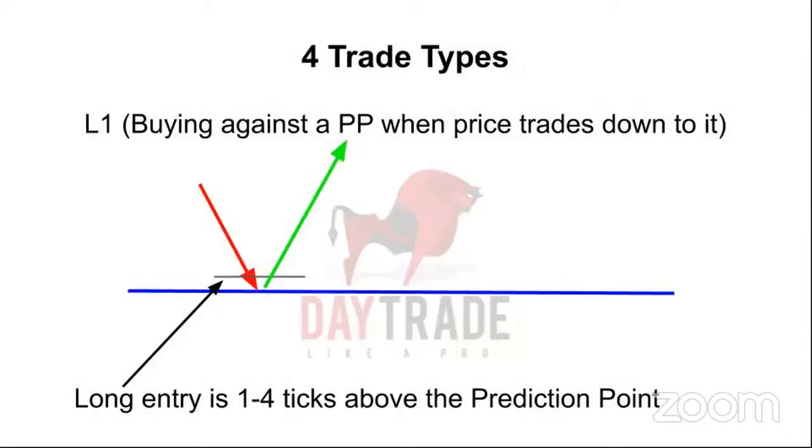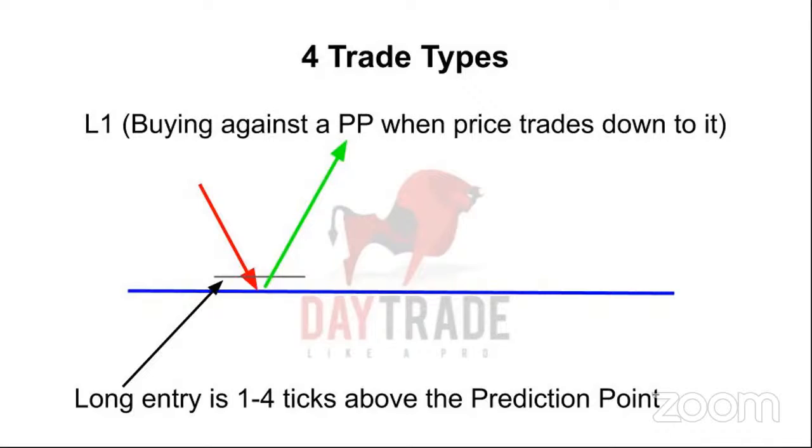So this is an L1. That's what we call it, just to make it really simple when we're entering it in our journals and tracking our trades. All we have is the red arrow that represents price coming down to a level. And then we want to enter, depending on the market and what we're trading, 1 to 4 ticks above the prediction point. And then, assuming that trade works, we generally have an area where we're going to trade that to. We know our target.